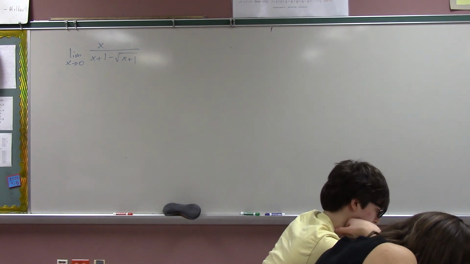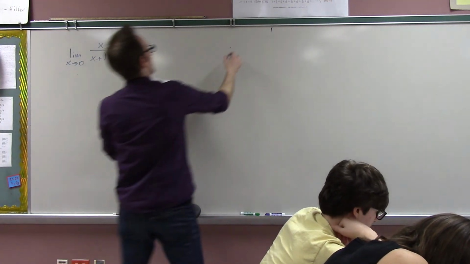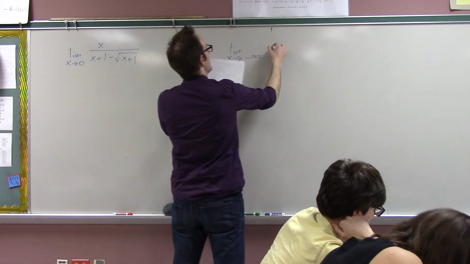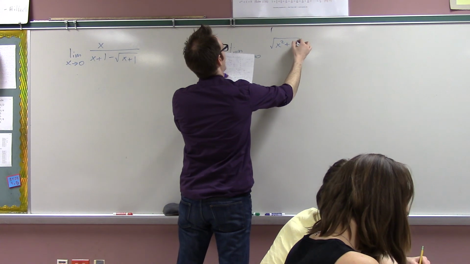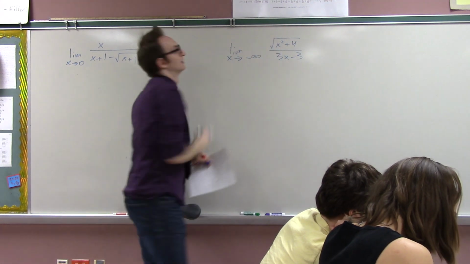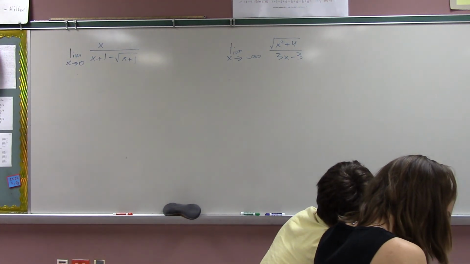And another problem which is kind of an issue is this one. The limit as x approaches negative infinity of root x squared plus 4 over 3x minus 3. Okay, go. Take a minute and do those.